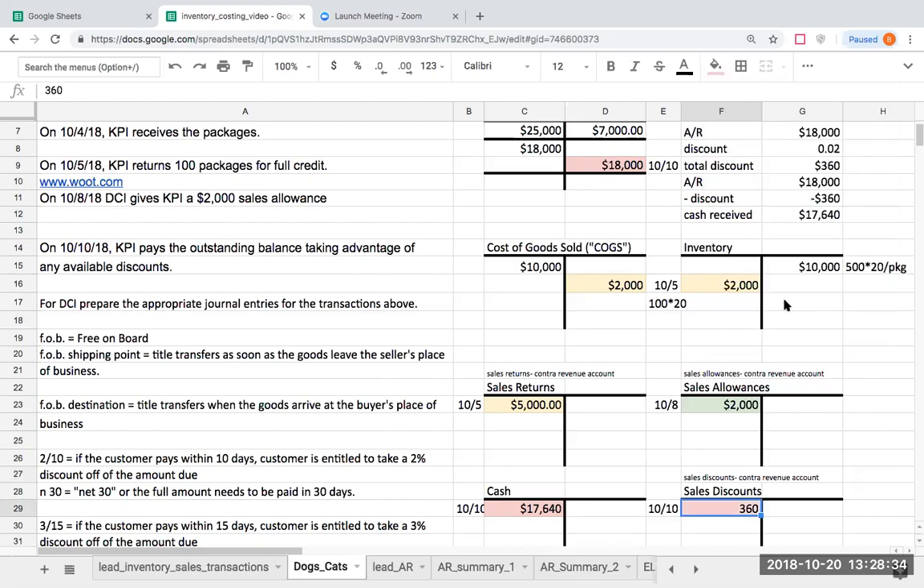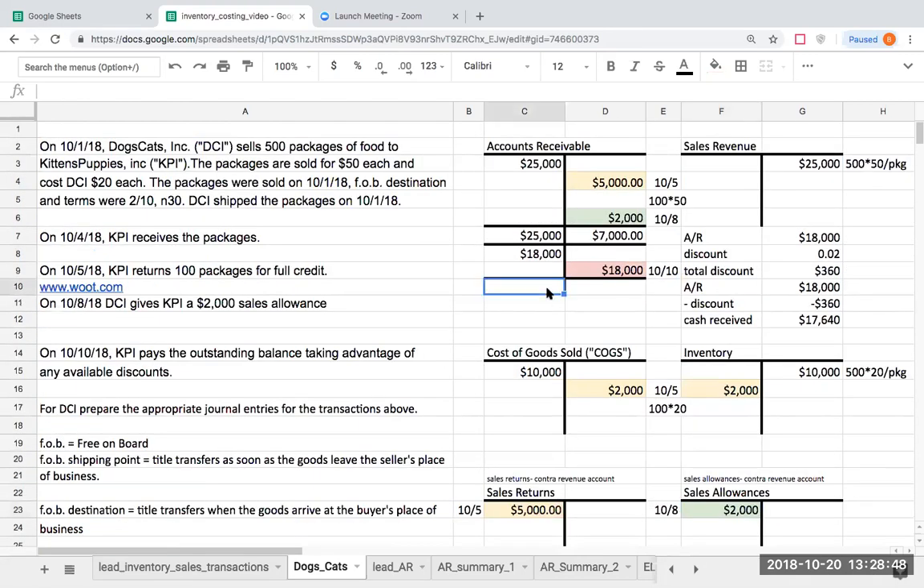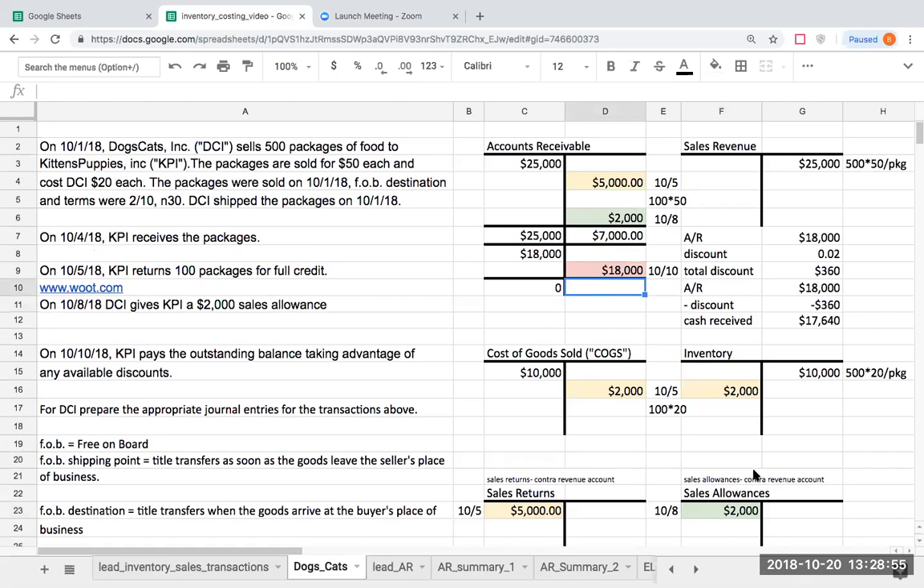So I've got 18,000 in credits to accounts receivable, 17,640 in debits, 360 in sales discounts. Remember, once this customer pays me, even if it's on time, they now owe me nothing. And why? I promised them that if they paid within 10 business days, they would get a discount. So if you put in 17,640 and you still showed a receivable of 360, that would be incorrect.